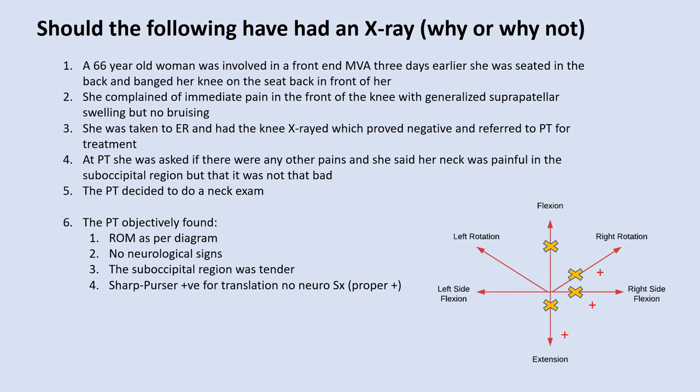She was sent to PT for treatment for her knee, but the PT examined her neck, finding severe loss of right rotation, right side flexion and extension. He then carried out a Sharp-Purser test, which was positive for translation with no neurological symptoms. What is going on?